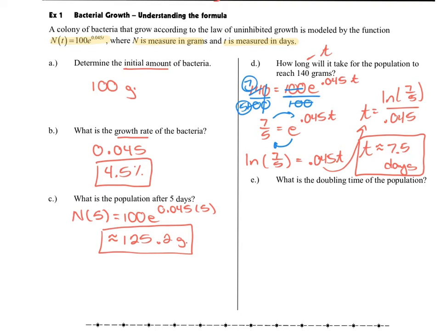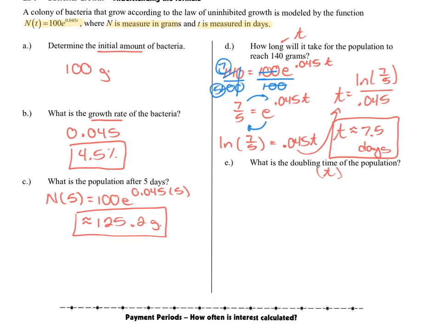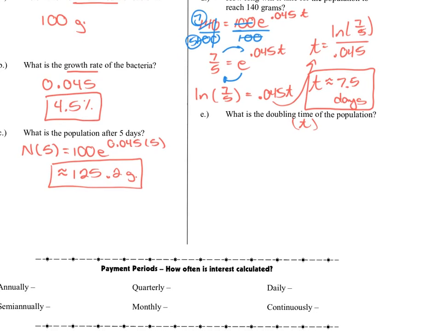Our last question here says, what is the doubling time? So again, we're looking for time, okay? And it wants to know the doubling time, meaning how long is it going to take for this population to double? Now, this is an important question. They ask us this type of question pretty frequently, and we'll start to find a pattern here in a little bit. But if we started off with an initial of 100 grams, then if it's going to double, our ending amount is going to be 200.